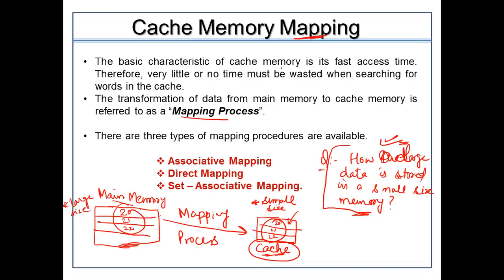So the basic characteristic of cache memory is its fast access time. We know that, right? Therefore, very little or no time is wasted when searching for words in the cache. So we are already familiar with this property of the cache memory. Now the question is the transformation of data from the main memory to cache memory. How are we transferring data available in a very large memory and accommodating it into a very small memory? That transformation of data is referred to as the mapping process.